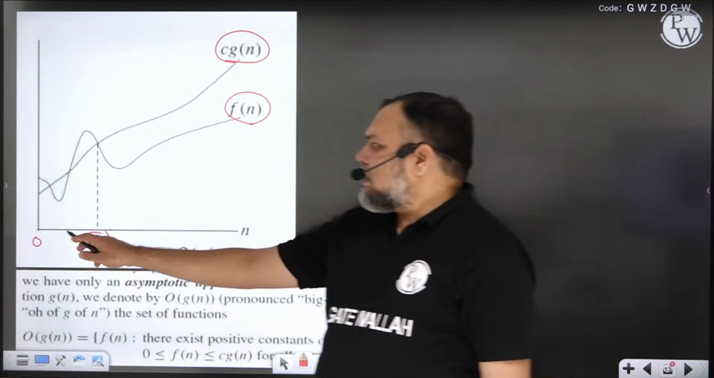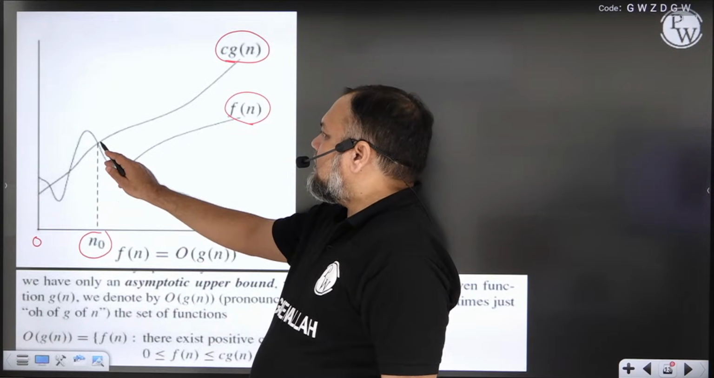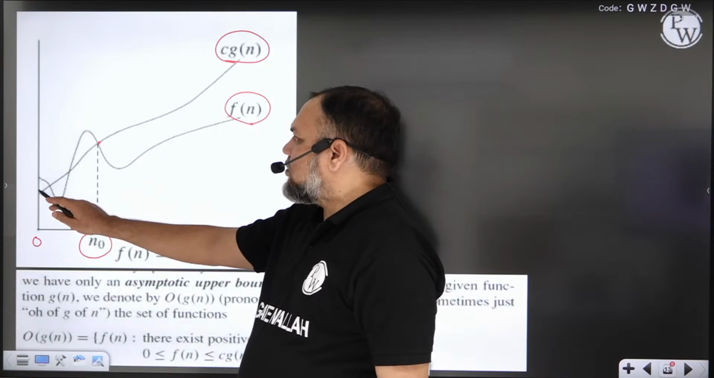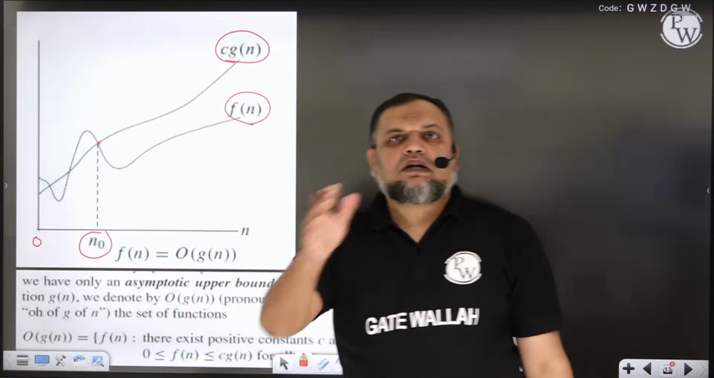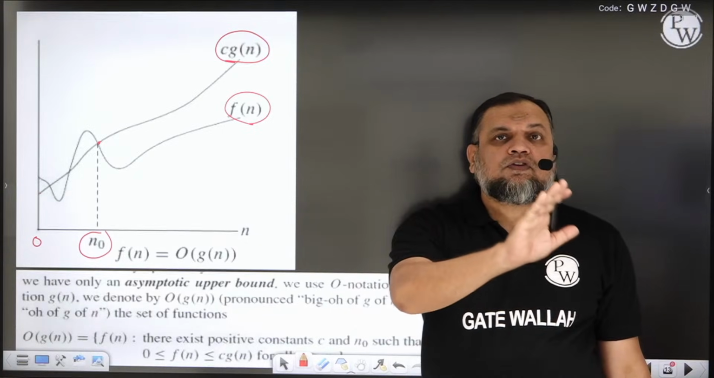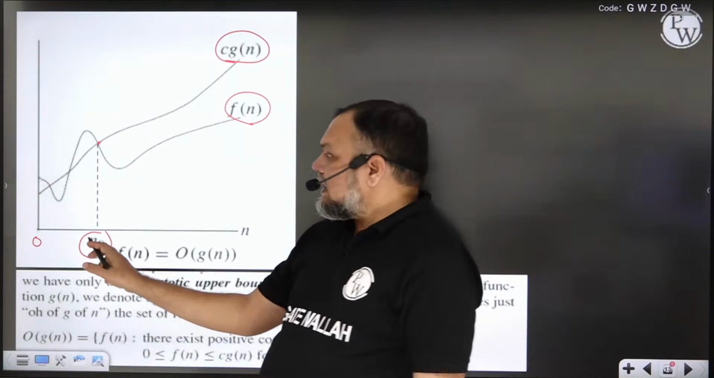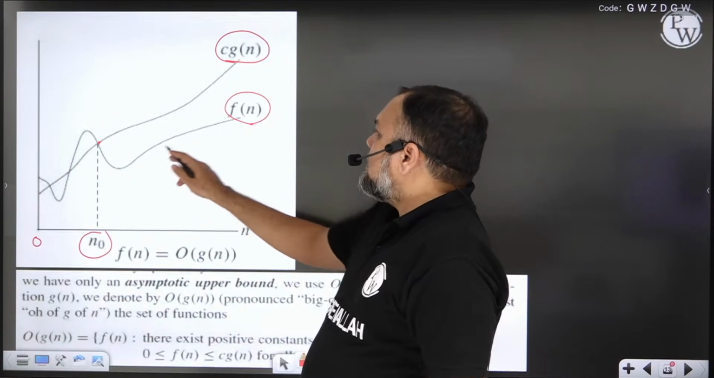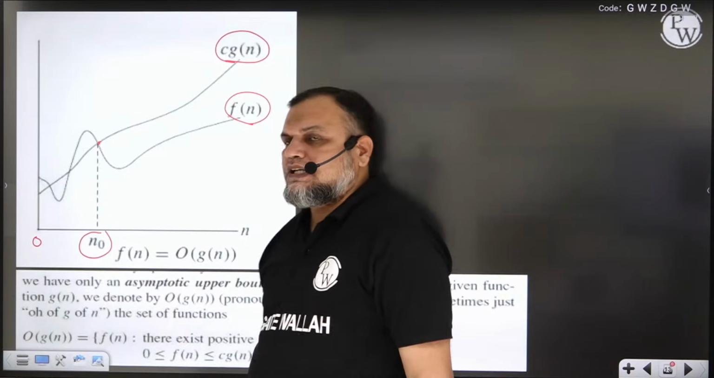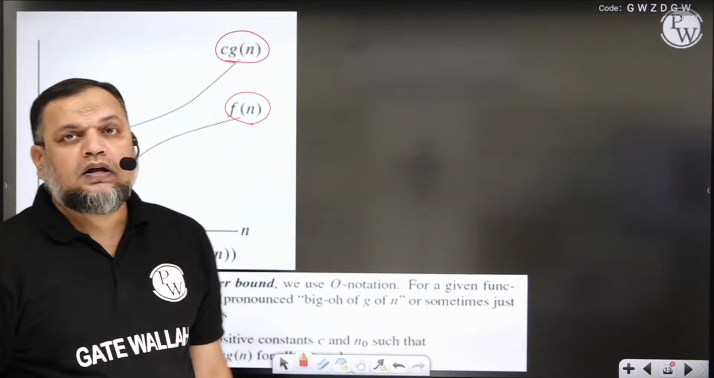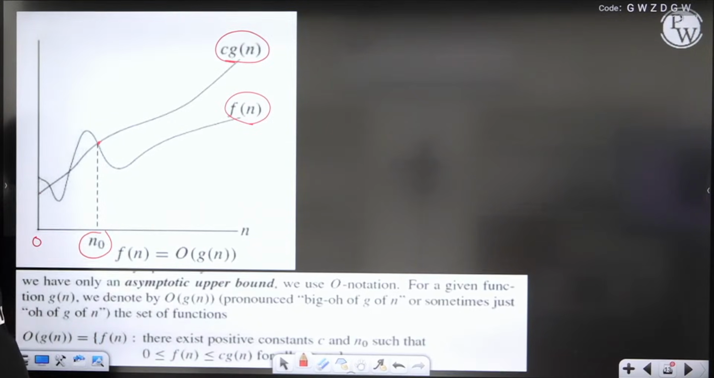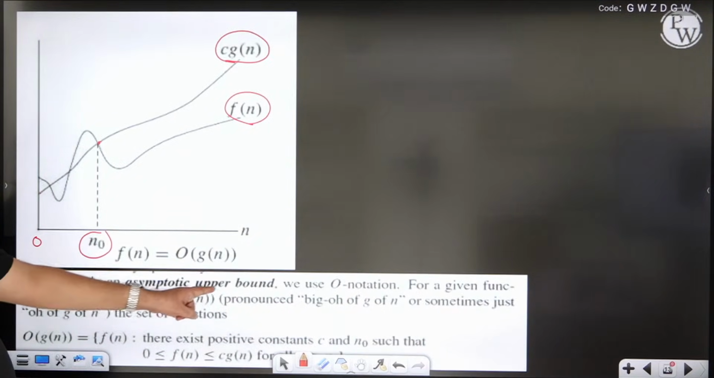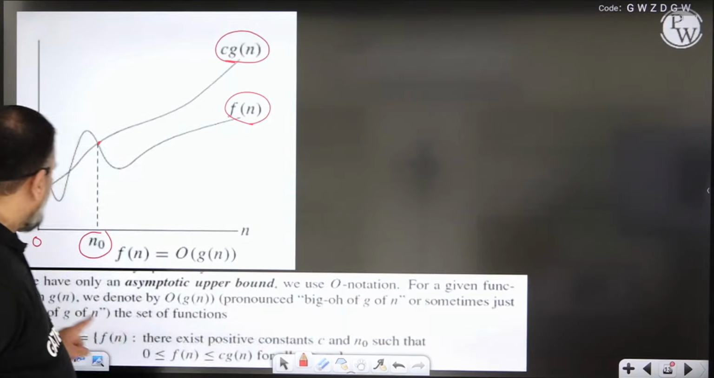So 0 to n naught, there is no convergence between the two functions, proper convergence. Sometimes this is more, sometimes this is less. So the behavior of the two functions is not clearly defined from 0 to n naught. लेकिन n naught के आगे से up to infinity, f of n is always less than or equal to c times g of n. So that is why it is called f is order of g. ये है graphical representation.